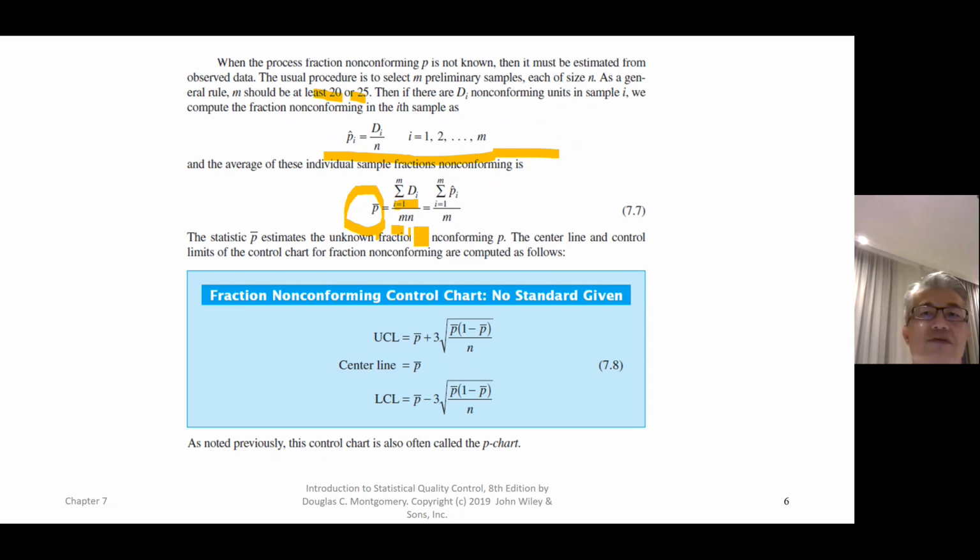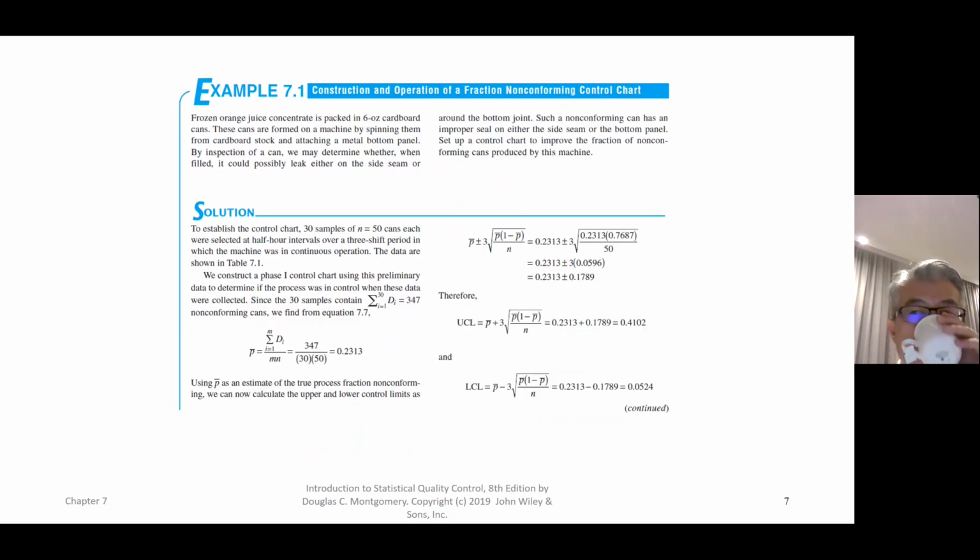So the center line and control limits of the P chart can be computed as follows: P bar plus 3 standard deviations, where since P is unknown it is replaced by P bar. This is the center line, the mean, and then subtract 3 standard deviations. As noted previously, this control chart is also often called the P chart. So this is an example.